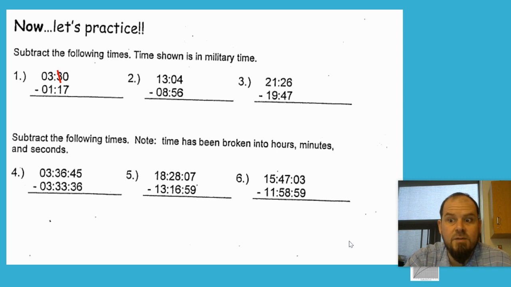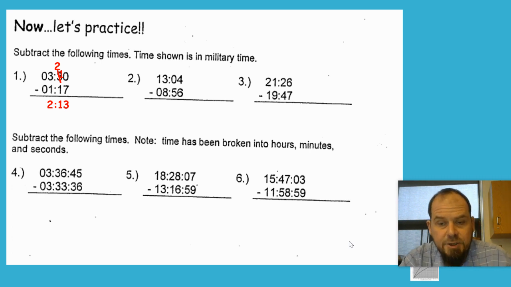So on number 2, I should have done this too. So the 3 is just going to become a 2, because I'm only borrowing minutes here. And then that becomes a 1. This becomes a 3. Then 2 minus 1 is 1, and then 3 minus 2 is 2. Okay? Now I'm going to talk you through number 2 and see if you're paying attention.